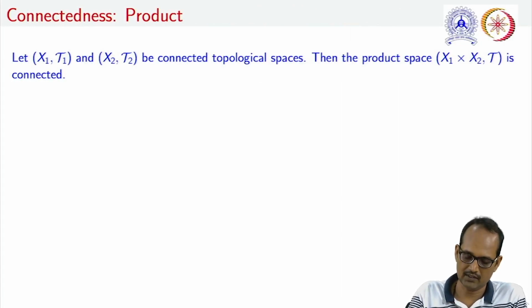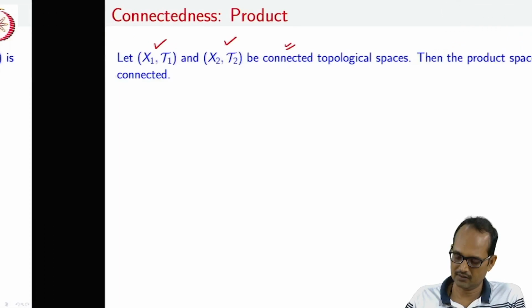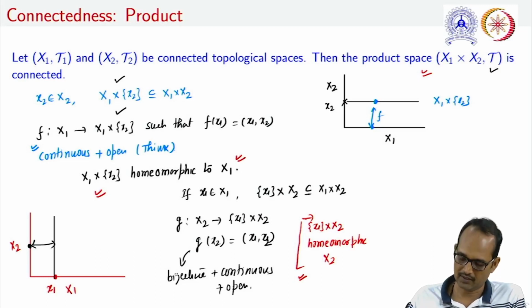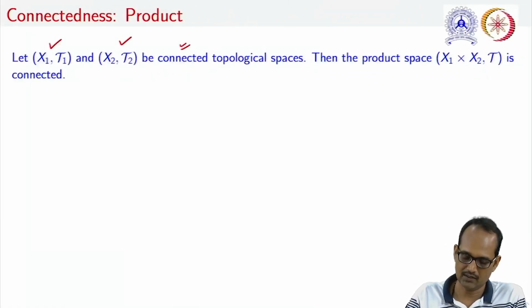We already know that x1 tau 1 and x2 tau 2 are connected topological spaces. As connectedness is a topological property, and this is homeomorphic to topological space x1 tau 1, and we have seen that this subspace is homeomorphic to topological space x2 tau 2, therefore we can conclude that x1 cross the singleton set x2 and the singleton set x1 cross x2, both are connected.